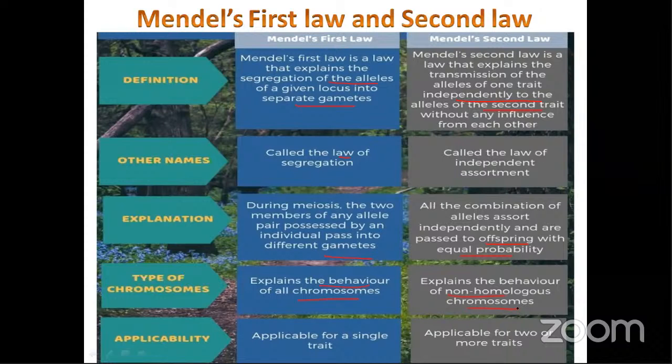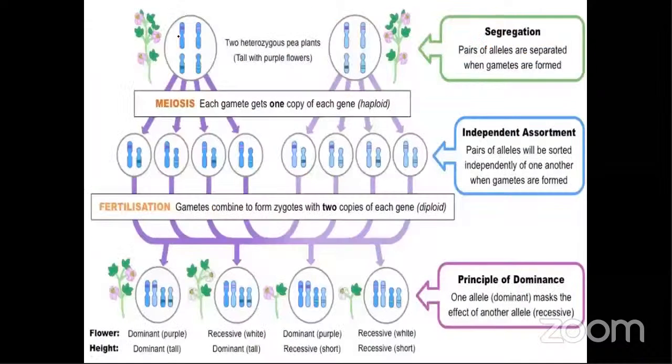That's why this is applicable for a single trait. Here a monohybrid cross is considered, whereas here two or more traits can be considered for independent assortment. You can see this is one pair of chromosomes and this is another pair. This is a metacentric chromosome and this is a submetacentric chromosome. Here one trait is present, and here another trait is present. In the progeny, both alleles will go to different gametes.